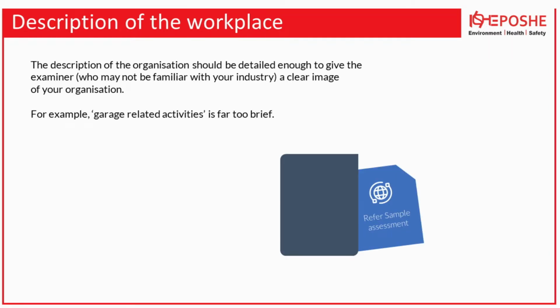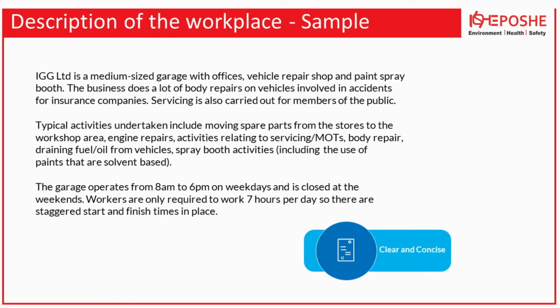The description of the workplace should have sufficient information so that the examiner will be able to get a clear understanding of your organizational activities, because the examiner may not be familiar with the industry you have chosen. For example, if you say only garage-related activities, the information is insufficient for the examiner to understand what is exactly happening in the garage.